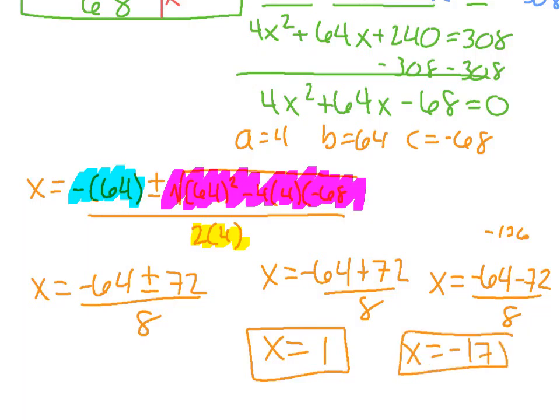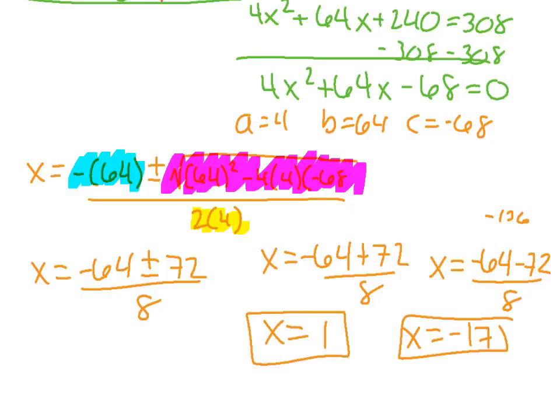Now the question is, which one of these is going to be the width of the walkway? Well, width cannot be negative. So that means the negative 17 is out. So the width around the pool is going to be 1 foot.